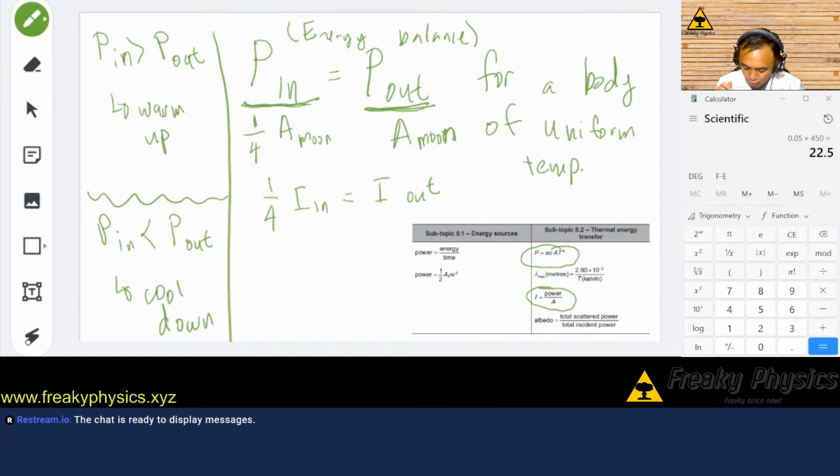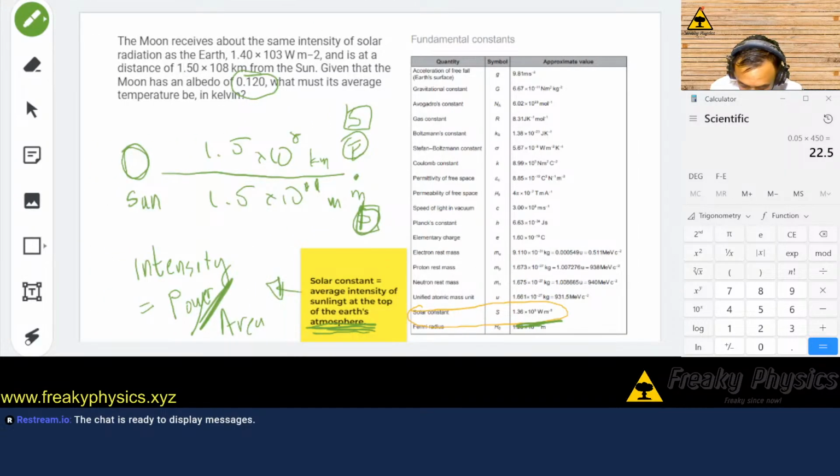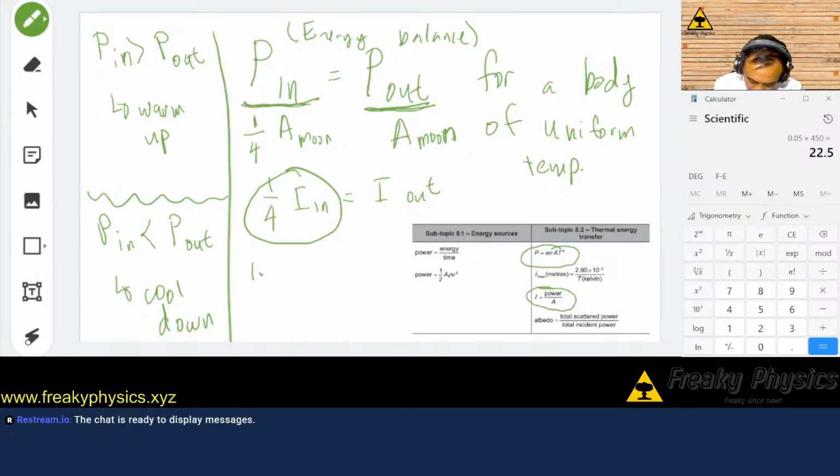Now we're going to put our values in. This intensity in is the solar constant, the 1.4 times 10 to the 3. Then you divide this by 4. That should be equal to the intensity out.